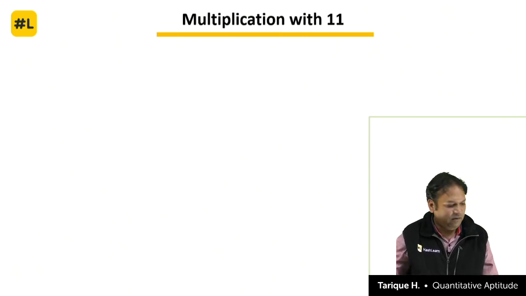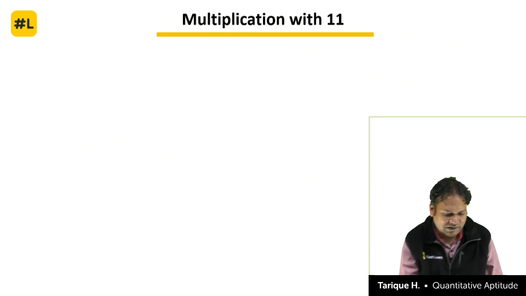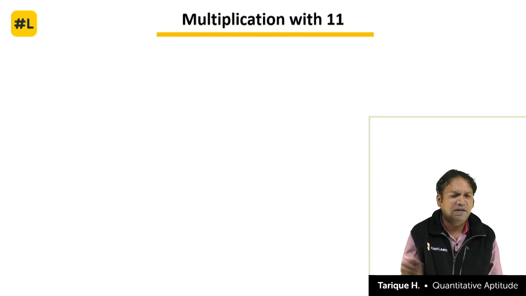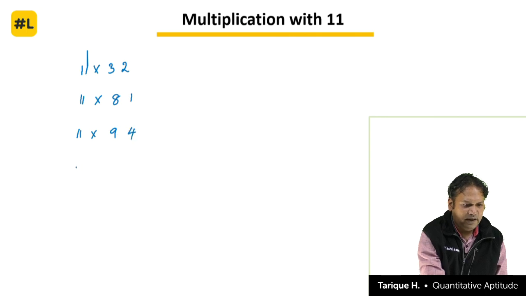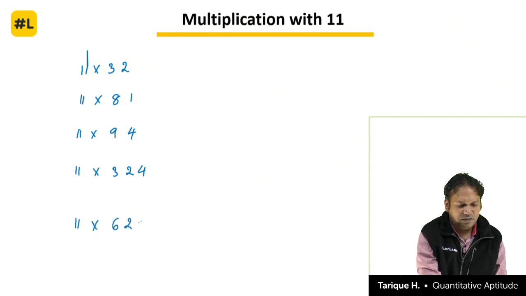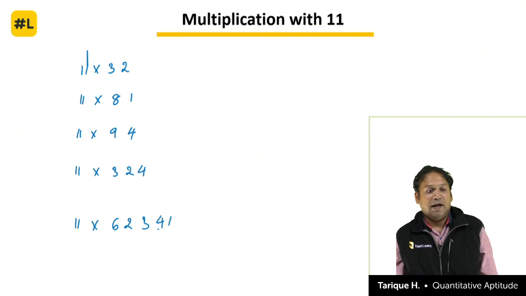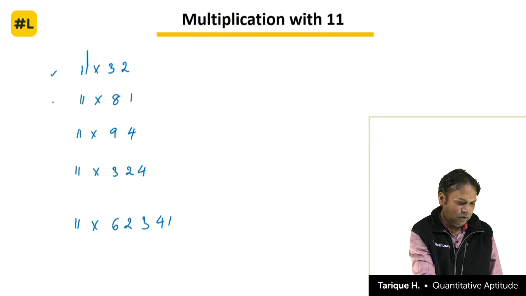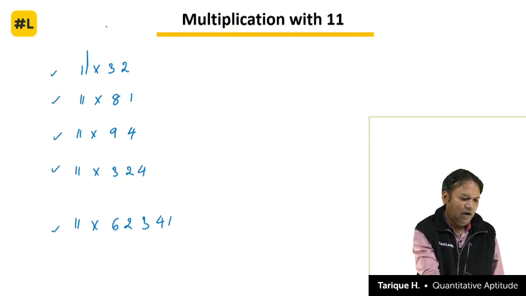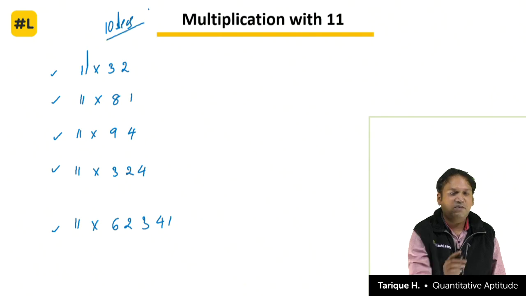Multiplication with 11. We'll learn the fastest way to multiply with 11. This is one of the easiest, simplest things to learn. Multiply with 11. Let's say 11 into 32, 11 into 81, 11 into 94, 11 into 324, 11 into 62341, whatever, right? Let's calculate this and see how much time it will take for all these calculations. Not more than 10 seconds.